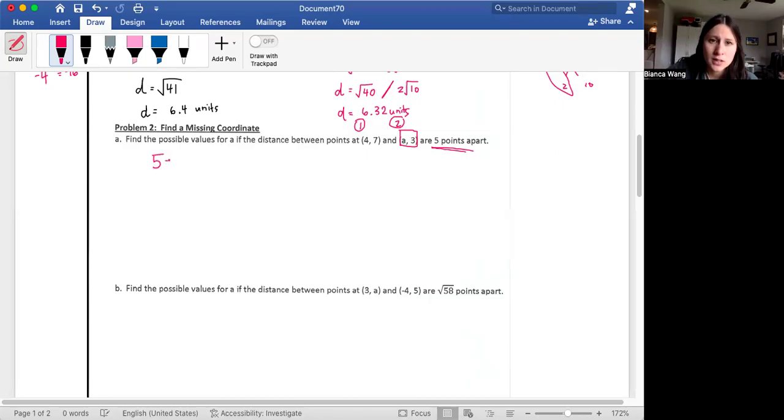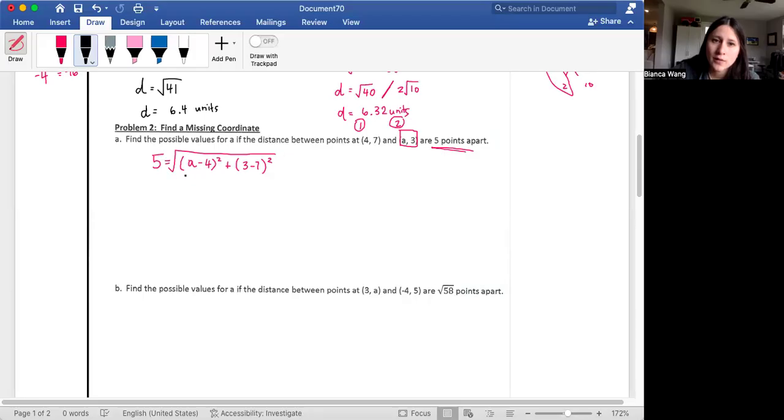I'm going to say 5 equals square root of x2, right? So that's actually my a. That's what I don't know. Minus x1 squared plus y2 minus y1 squared. Okay. Now I'm going to have to think through the order of undoing a problem when I have an algebraic equation. And we've practiced this a little bit in a previous lesson.